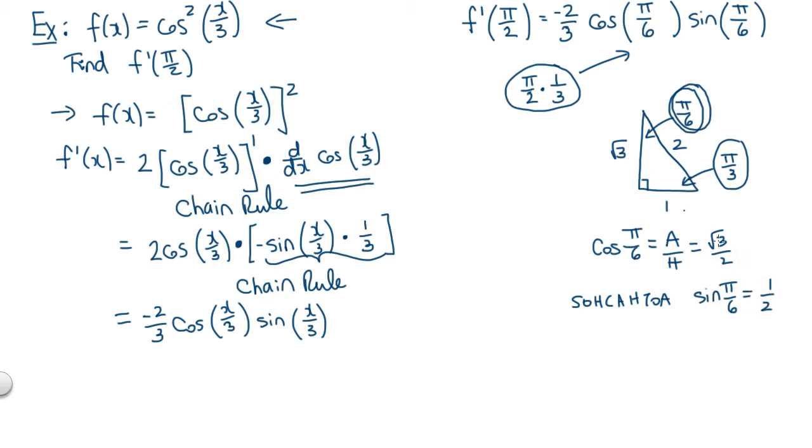So let's take our two values and go back to our calculation here. F prime of pi over 2 is going to look like minus 2/3 times cos of pi over 6, so times root 3 over 2, and then times sine of pi over 6, which is 1/2. Okay, we could do a little bit of simplifying here to get our final answer. So 1 factor of 2 from the numerator and the denominator will cancel out, and we'll be left with a minus root 3 on top and a 6 in the denominator.